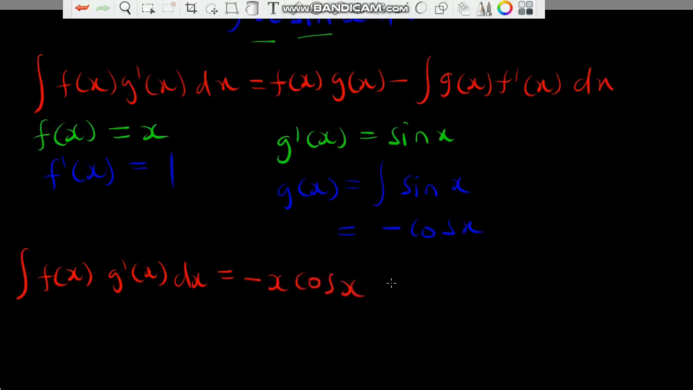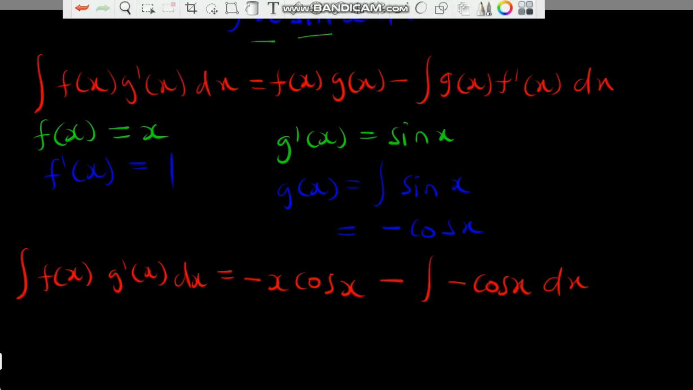Okay, minus the integral of g of x, and g of x is minus cosine of x, times f prime of x, which is 1. So that would be times 1. But we can ignore this one, since negative cosine x times 1 will still give us negative cosine x.